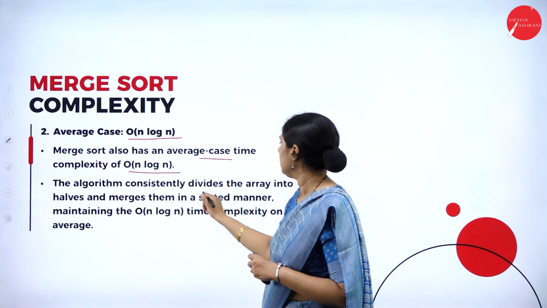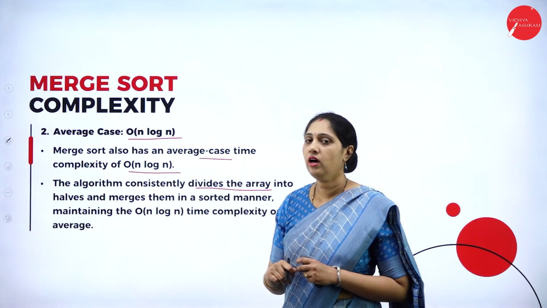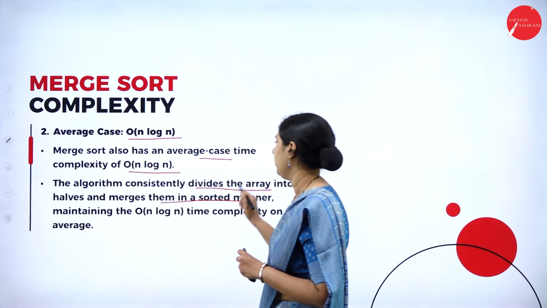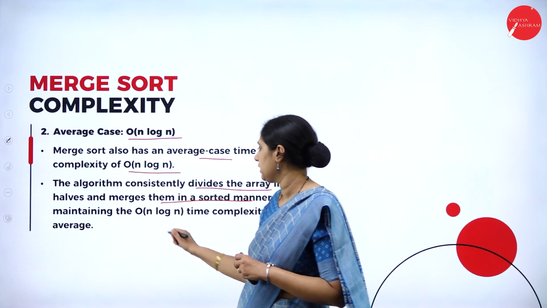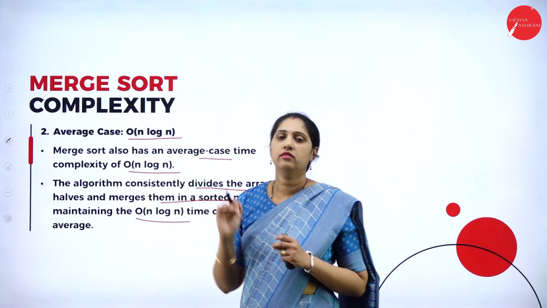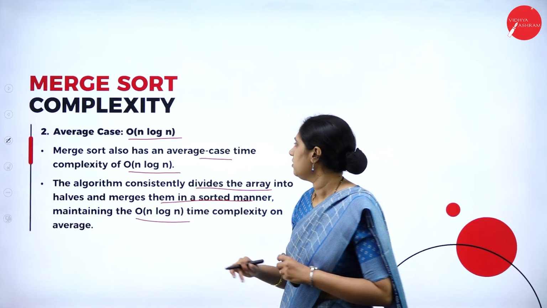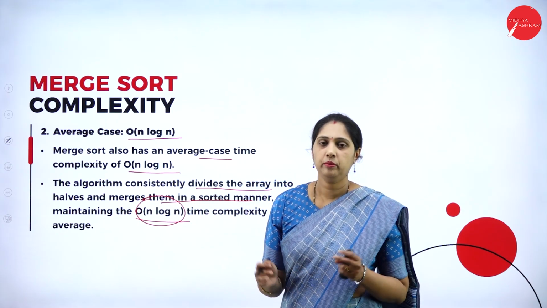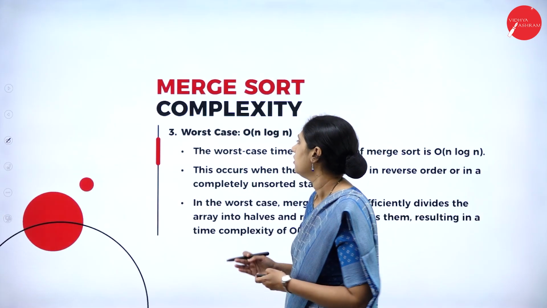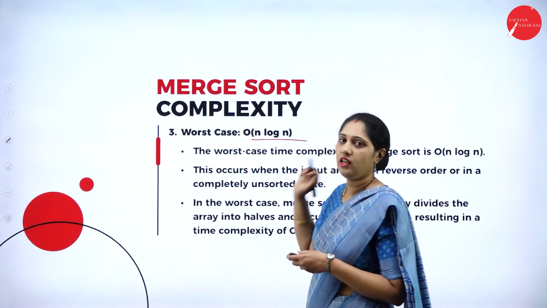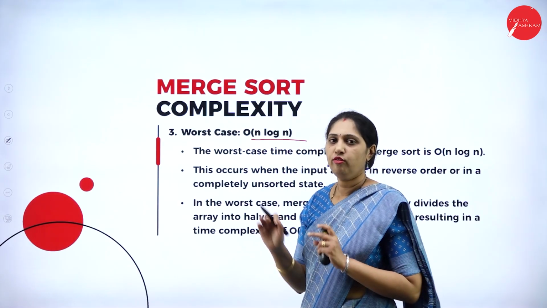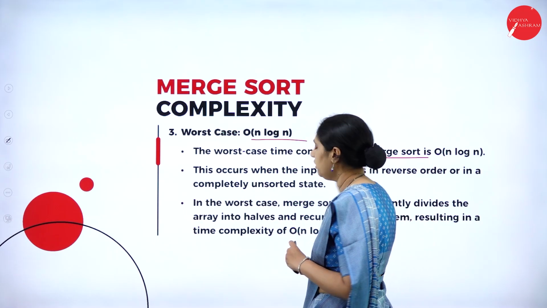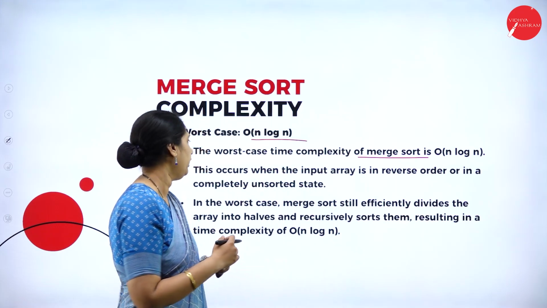The algorithm consistently divides the array into halves and merges them in a sorted manner, maintaining the same time complexity. So whenever we think about merge sort, this is the complexity, whatever the case may be: best case, average case, and even the worst case. So no changes, it is easy to remember. So what is the worst case time complexity of merge sort? Big O of n log n.